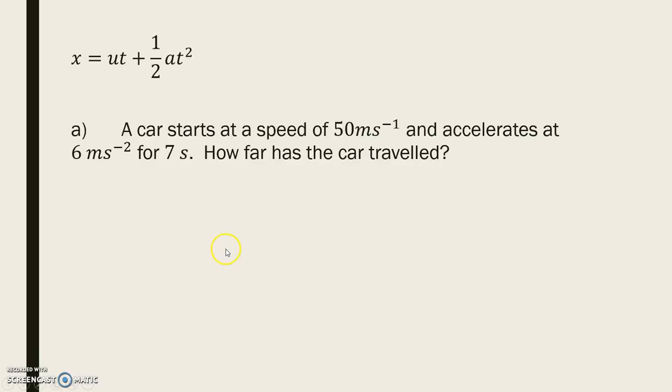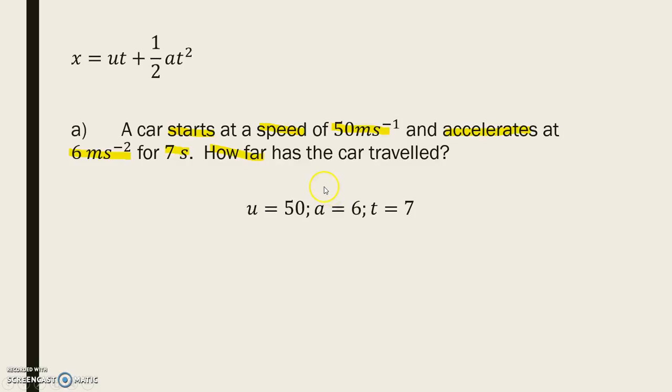So here's a question to go with that. If we look at what we have, important information here, 50 meters per second is our starting speed. We accelerate at 6 meters per second squared for a time of 7 seconds. What we want to know is how far we travel, which is x. So let's summarize that. U equals 50, a equals 6, t equals 7, and we're trying to find x.